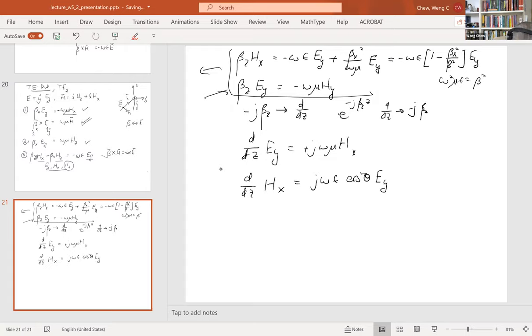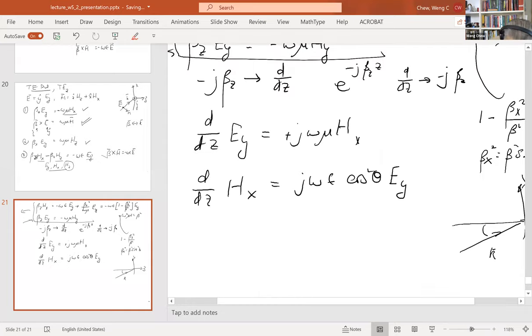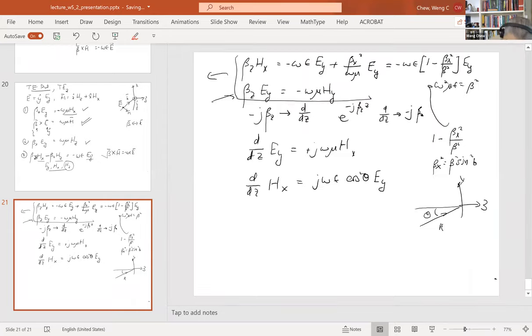Okay, I'm going to rewrite this factor, 1 minus beta x squared over beta squared, to become a cosine squared, because beta x is essentially, if you remember the tangent theory, beta sine theta. If you remember, this is my x-axis, this is my z-axis, and this is my k vector. If I have an angle theta here, then beta x is actually just k or beta sine theta. Okay, beta sine theta.